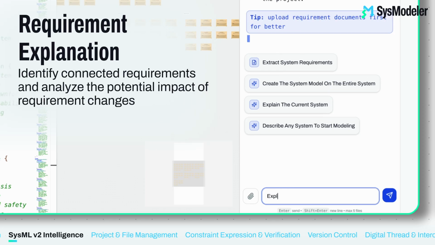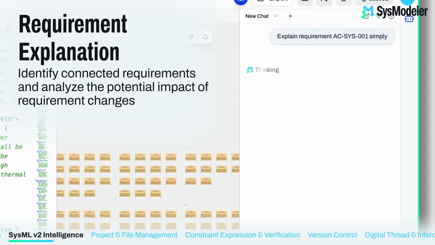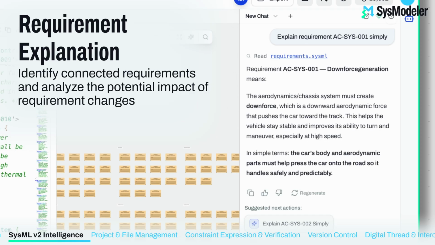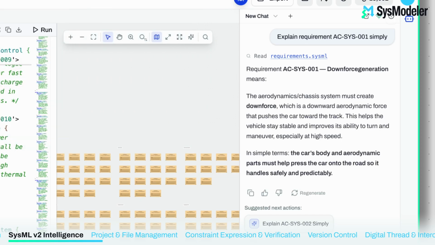Ask the AI agent in the chat window to explain individual requirements in plain English. The AI agent can identify connected requirements and help you analyze the potential impact of requirement changes across the model.